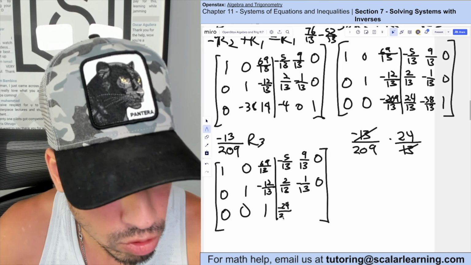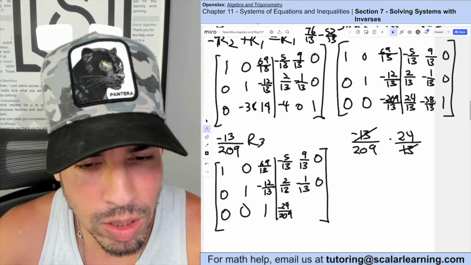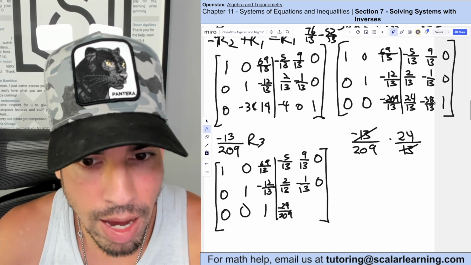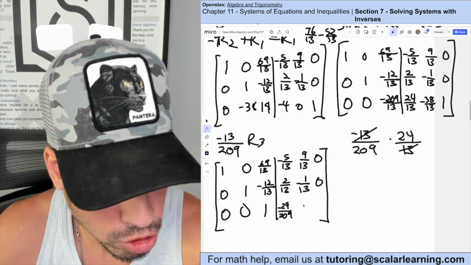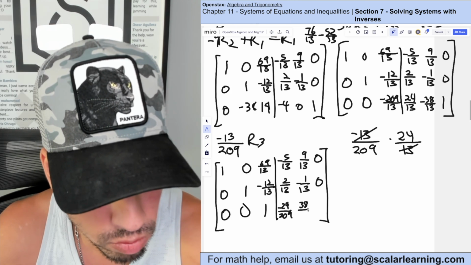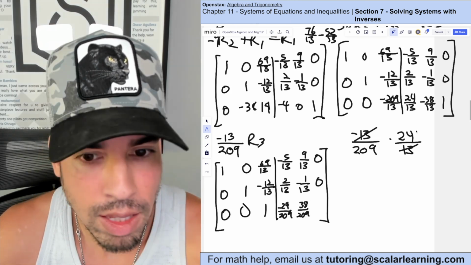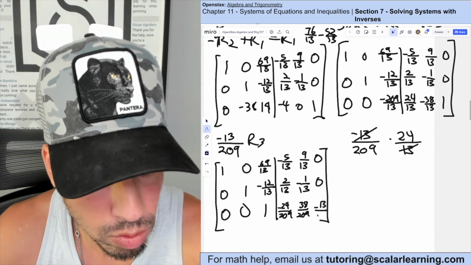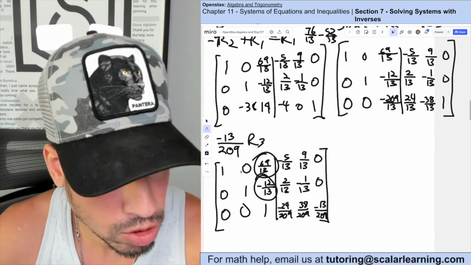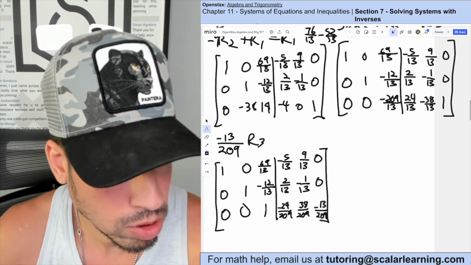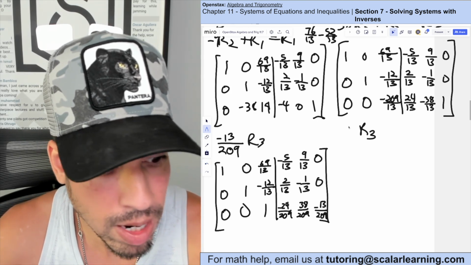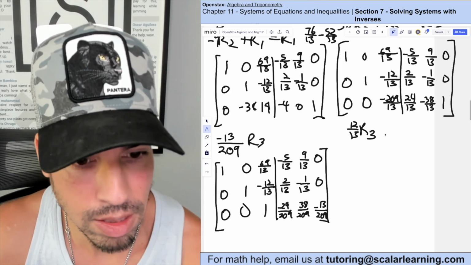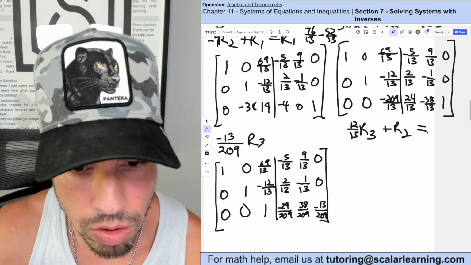We get -24 over 209. The same thing's going to happen with this one, except we're going to be left with -38 over -209, which the negatives will cancel out. So just 38 over 209. And then times 1 is going to be -13 over 209. Now we got 2 steps left. We got to zero these 2 out. Great. Okay. So first I'm going to multiply row 3 by, what is that, 12 over 13, because the opposite sign is that, plus row 2 to get a new row 2.